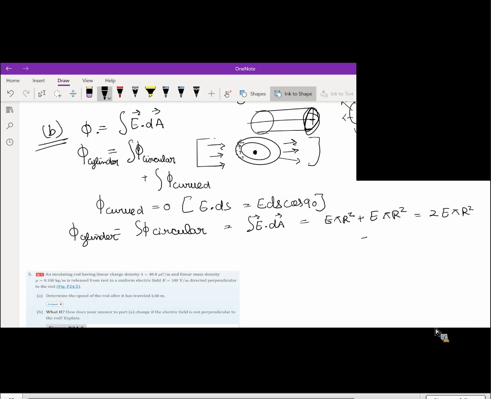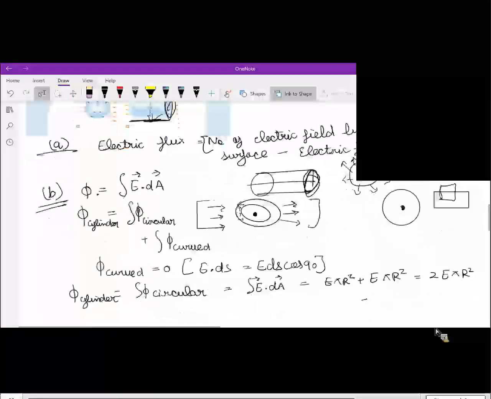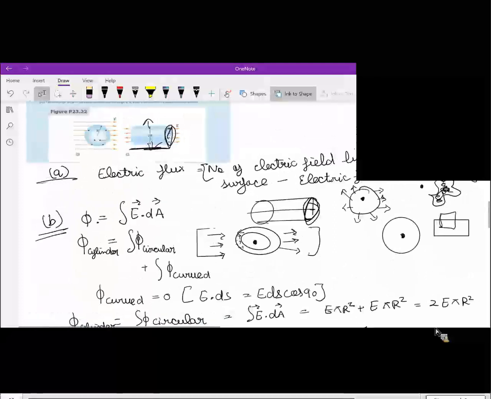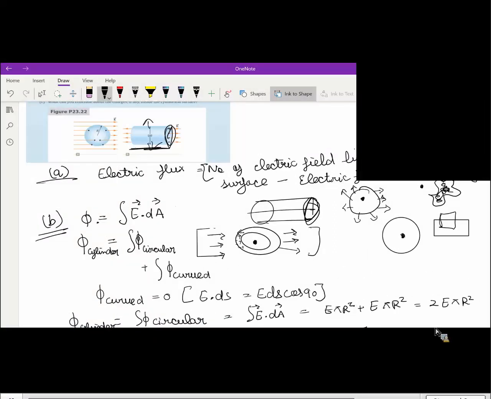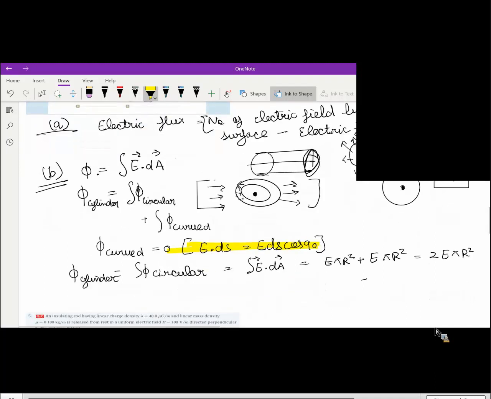That's okay. So the total flux through the cylinder is 2E pi r square. Now let's go to the C. What can you conclude about the charges, if any, inside the cylindrical surface? As you can see, because the total flux through the curved surfaces is 0, and the field lines are coming out of the cylinder, this means that the charge inside is positive.